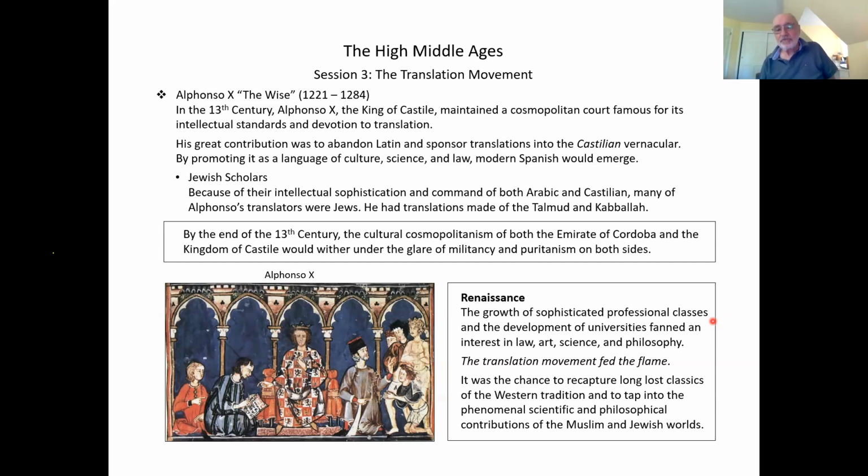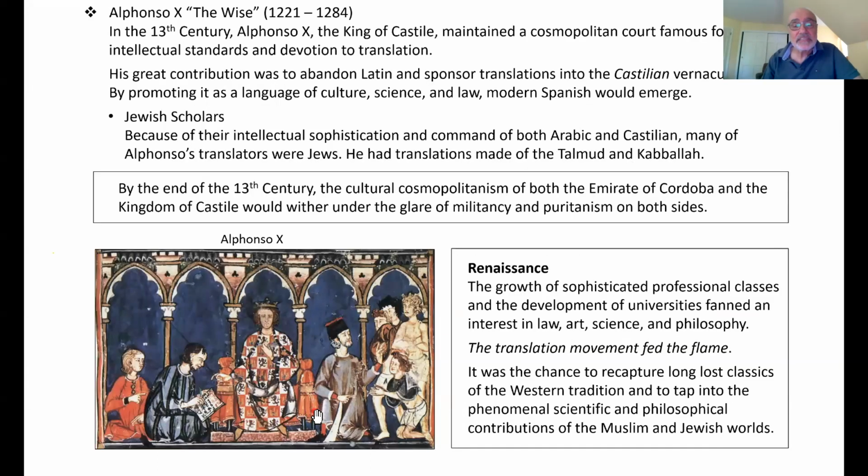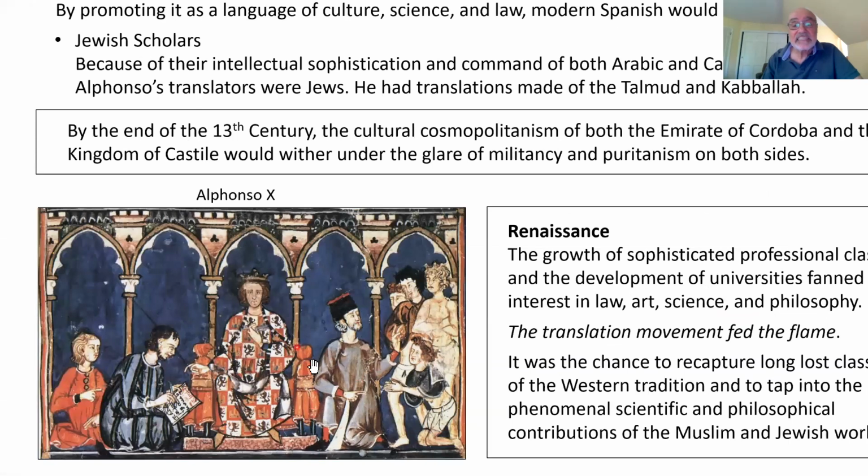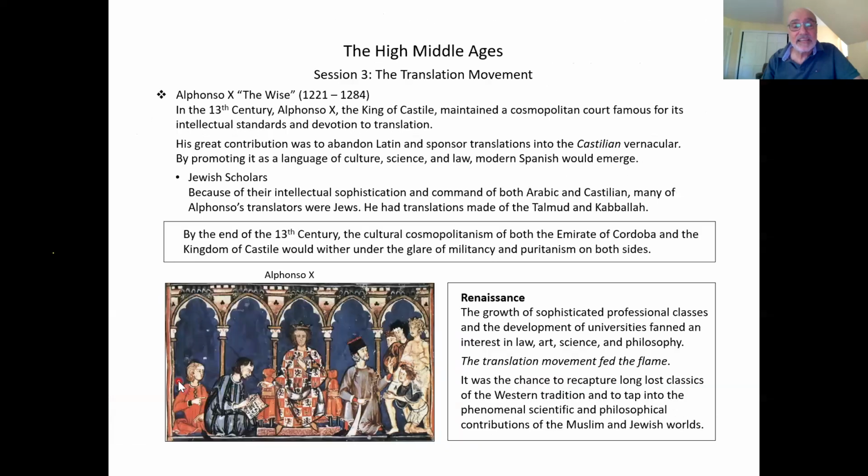It was the chance to recapture long-lost classics of the Western tradition and to tap into the phenomenal scientific and philosophical contributions of the Muslim and Jewish worlds. And here you have the court of Alfonso X of Castile, and you have him surrounded by literary types and intellectuals.